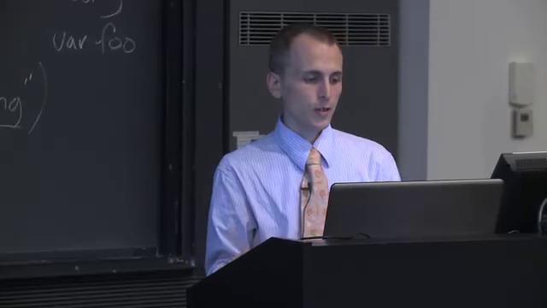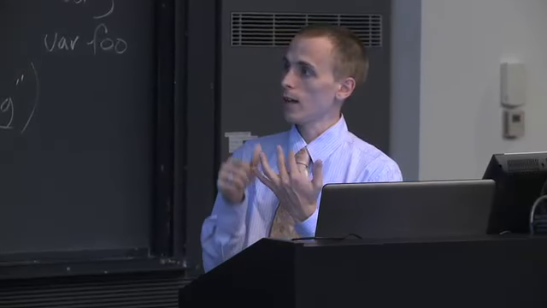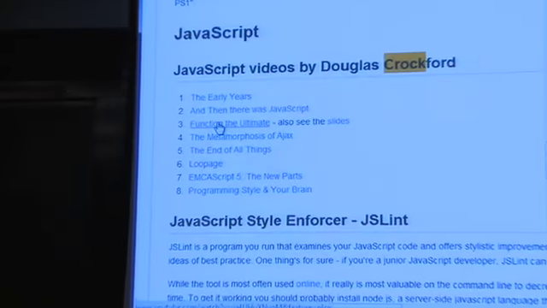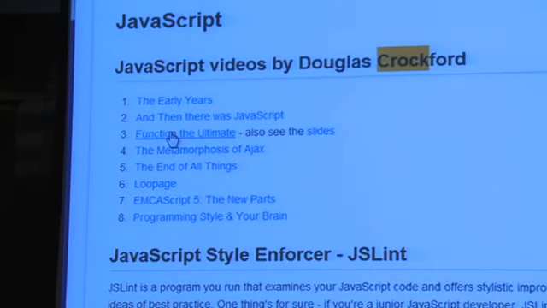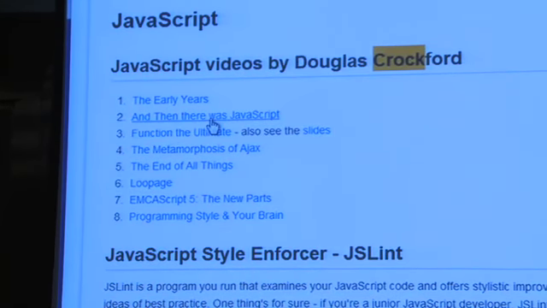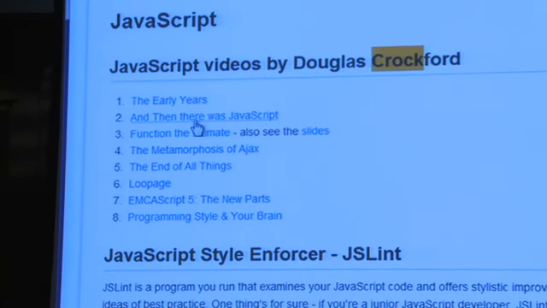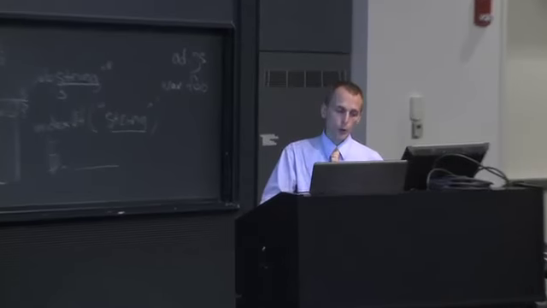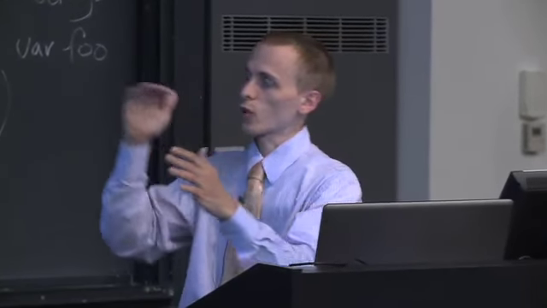So I thank you for your attention. This has been a lot of stuff. I highly encourage you to use JSLint and to watch some of the Crockford videos. If you were to just watch one video, watch Function the Ultimate, and skip through all the parts where it seems like you're not understanding anything. And if you were to watch two videos, watch these two. They're basically kind of an overview of the syntax, the good parts, the bad parts, and what you can do with closure.